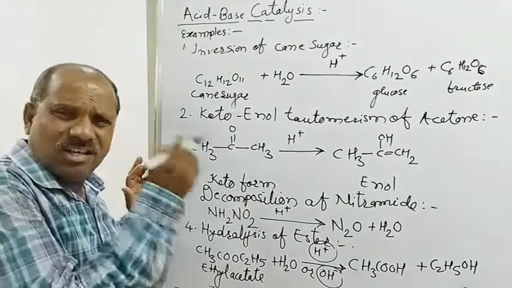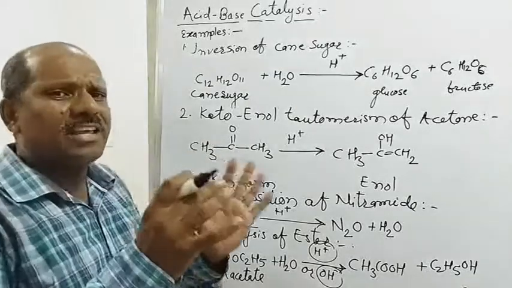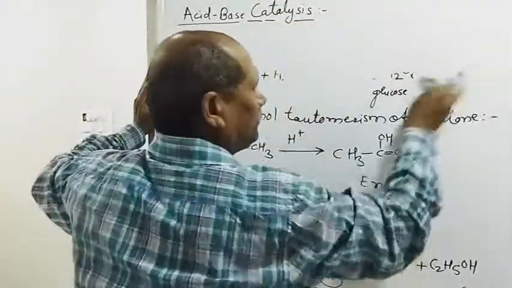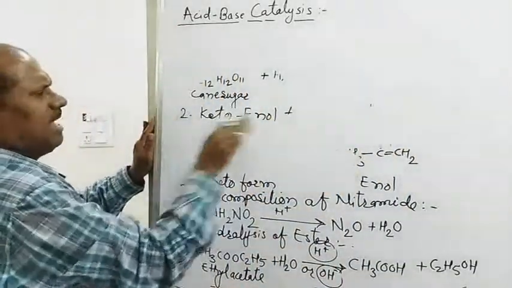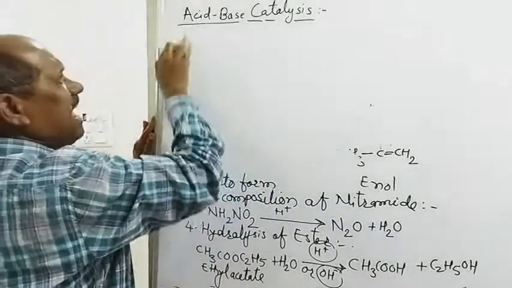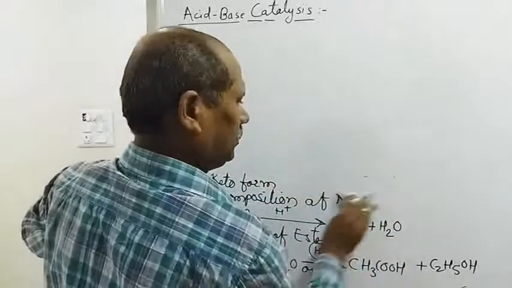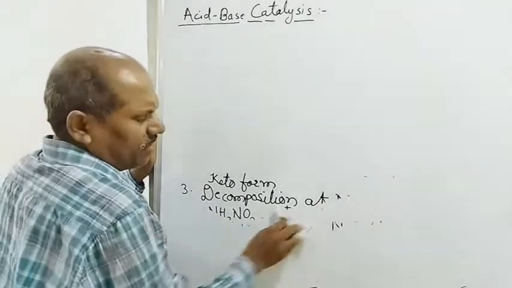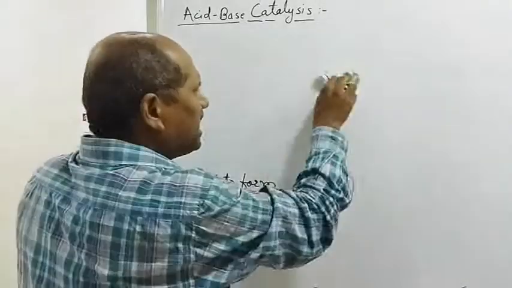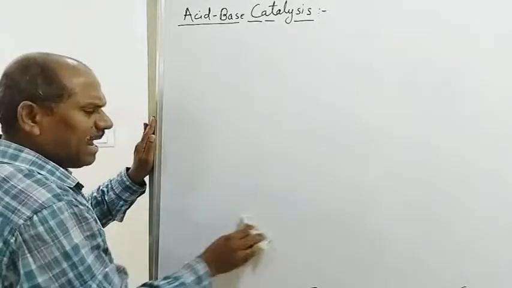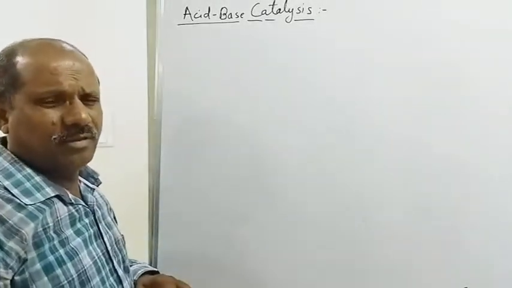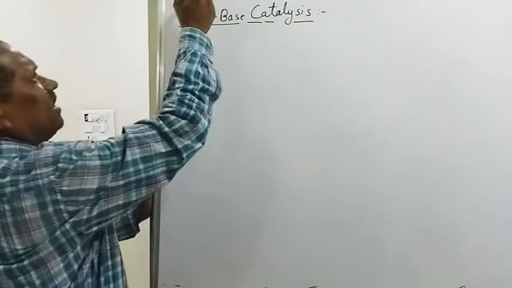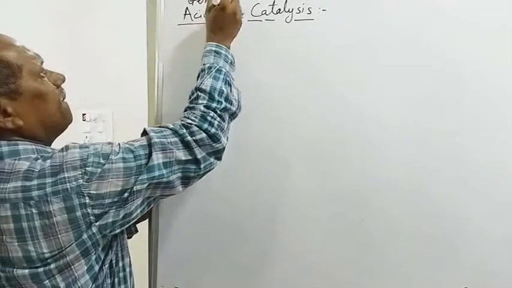Then we have to see the general acid base catalysis. What is the general acid base catalysis? Now see carefully. These are the different examples of the acid base catalysis. Now we have to see the general acid base catalysis. So once again, take under consideration the Bronsted concept. As per the Bronsted theory, acids are the proton donors, bases are the proton acceptors.